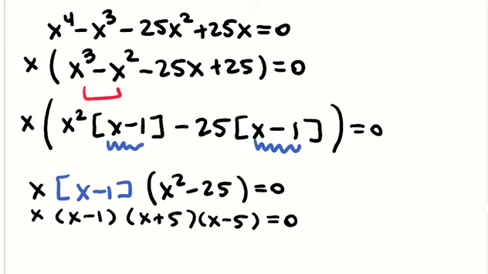And so then I can say that if these 4 things multiply together to equal 0, one of them is going to have to equal 0. So x could be equal to 0. X could equal 1. If x plus 5 was equal to 0, x would be negative 5. And if x minus 5 was 0, x would be positive 5.